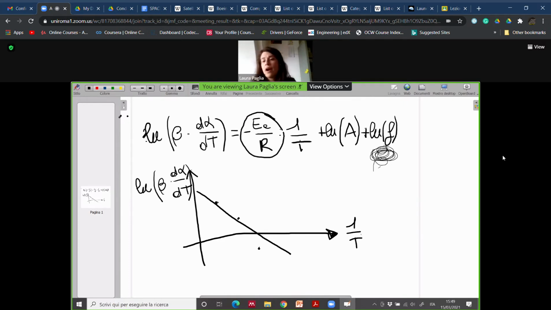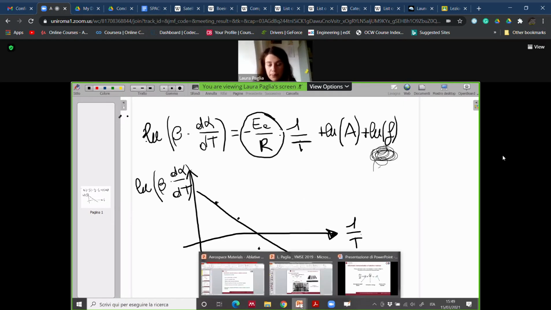But there is also some thermochemical software which uses the Friedman method, but also other methods which are able to give a more accurate evaluation of these important parameters.